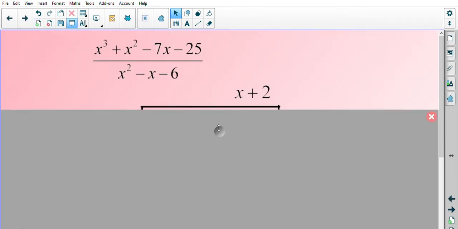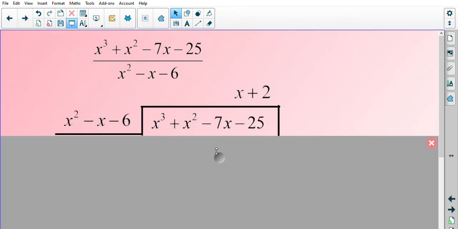So to start off with, okay, I am going to divide x cubed plus x squared minus 7x minus 25 by x squared minus x minus 6. Okay, this will be my answer for the top part of my long division. Okay, you'll get that at the end. I'll show you how. Okay, so just remember that it's always a good idea to put your correct bit up there. However, in order to start cancelling this out, okay, we do it one power at a time.